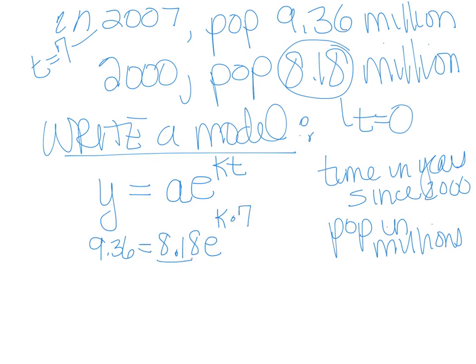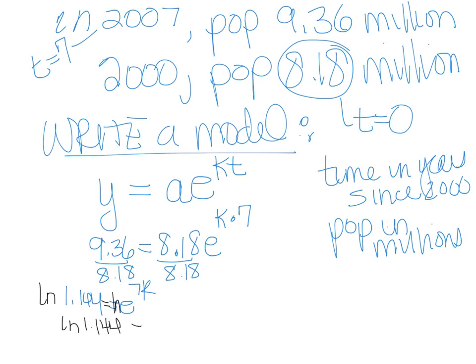Again, I'm going to divide both sides by 8.18 because I want to make sure I've isolated the exponential here. I get 1.144 or something is equal to e to the 7k. Now I'm going to keep that in my calculator so I don't have to round it. I just put that there to make the writing easier. But I need to ln both sides now, right? So I'm going to ln both sides, and I'll have to do the ln of this number, which is still in my calculator. I haven't rounded it yet.